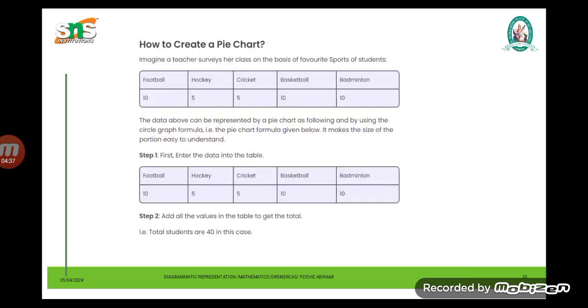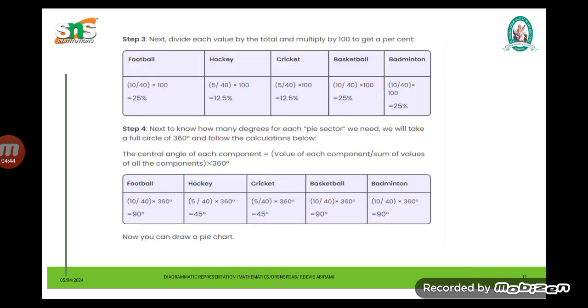My first problem is football, hockey, cricket, basketball and badminton. First I am going to divide my value by the total value. So 10 by 40 will give you 0.25, and into 100 I will get 25%. For the second, hockey, I will get 12.5 percentage. For cricket, I am having 12.5 percentage. Basketball, I am having 25 percentage, and badminton is also 25 percentage.